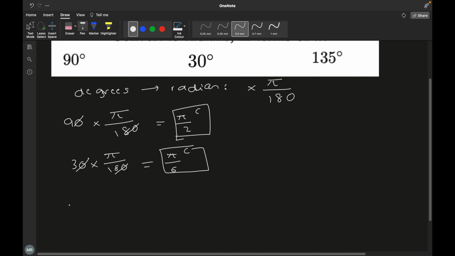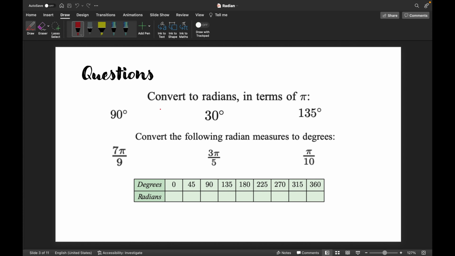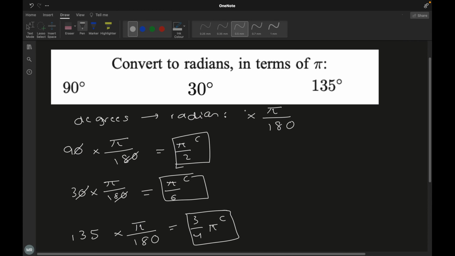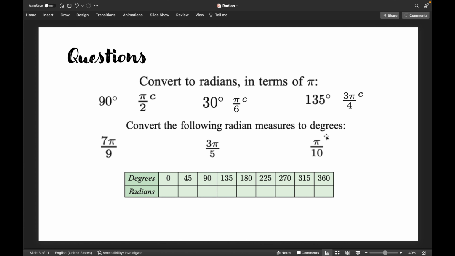And the third one, 135 into pi by 180. So let me see how much that is. That's 3 by 4 pi radians. So these are the answers. Let's verify whether that's right. Pi by 2, pi by 6, and 3 pi by 4. Now that the first question is over, let's solve the second one.